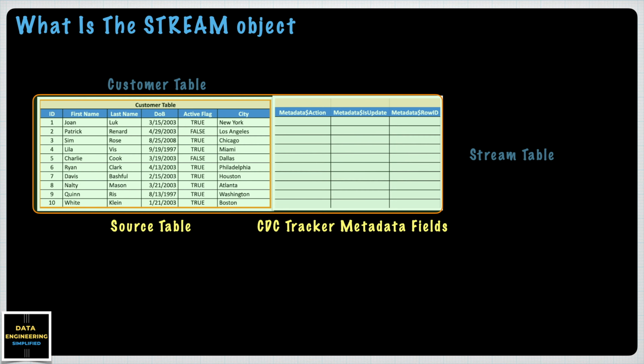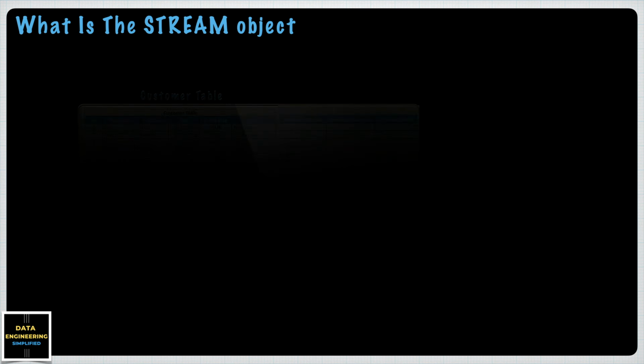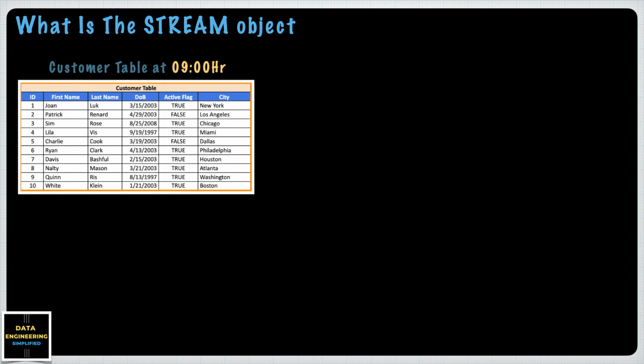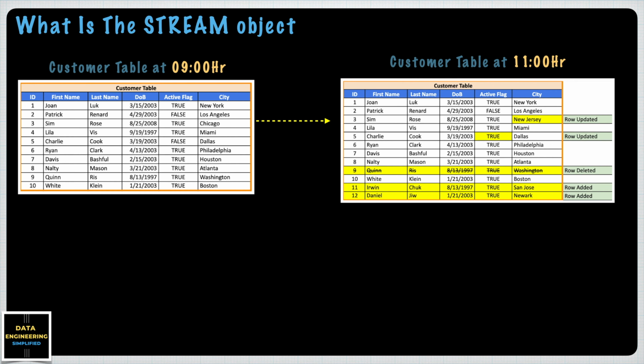When you query the base table, it shows all the current data set. However, when you query the stream table, it shows only the changes, including the metadata fields. Let's go a bit deeper. At 9 o'clock, the customer table has 10 records, and at 11 hours, a few transactions change the state of the customer table. There are a total of 5 changes, which include 2 insert operations, 2 update operations, and 1 delete operation. And now the customer table looks like this.